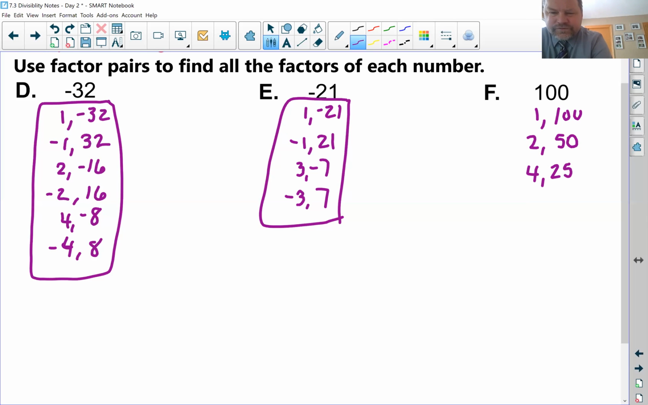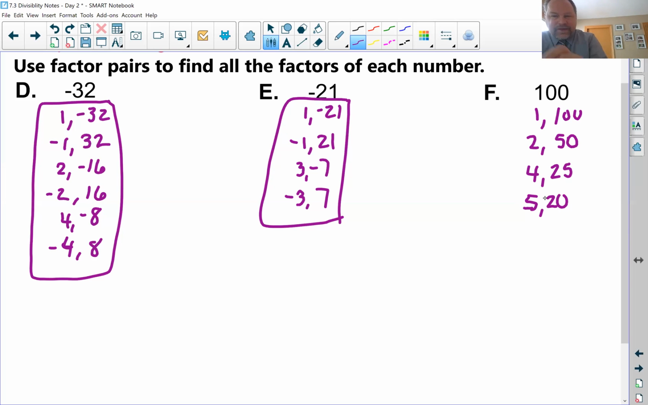It ends in a 0, so 5 is going to work. It's not divisible by 3, so it's not going to be divisible by 6. If I try dividing by 7, I get 14 point something. So 7 isn't a factor. 8, I could try, but 8 is not going to work. It gives me 12 and a half. So we need it to be an integer.